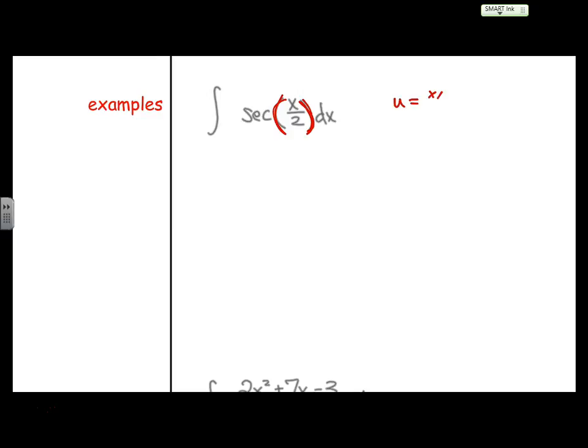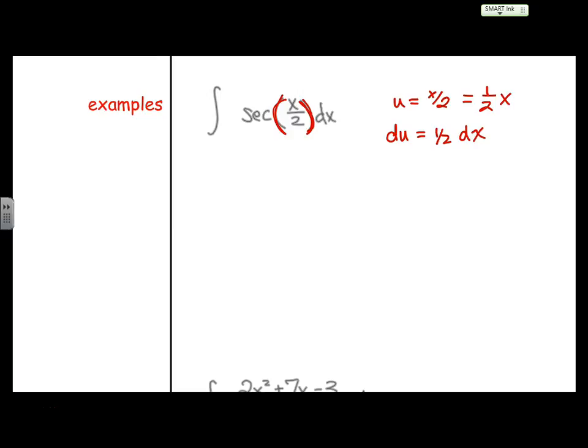U equals x over 2. Someone from yesterday, did you figure out an easier way of writing x over 2? Exactly. The derivative is so much easier, because instead of doing quotient rule, if you know it's 1/2 x, who's the derivative? Nice. That's what quotient rule would have found you.